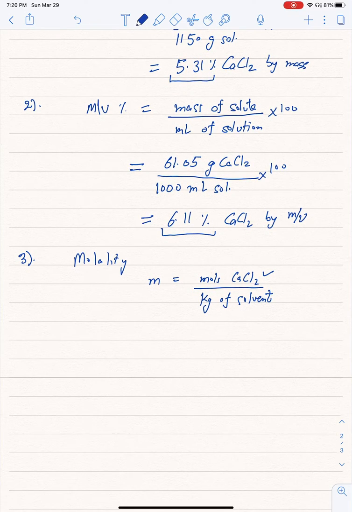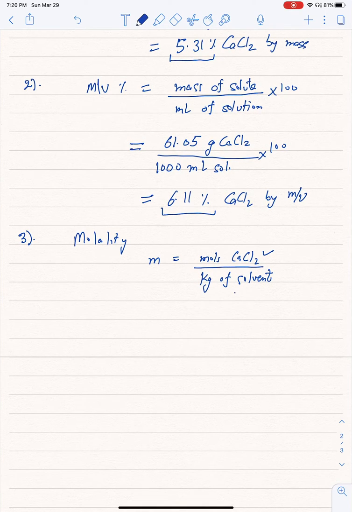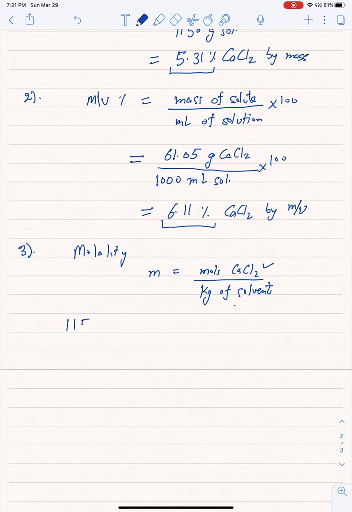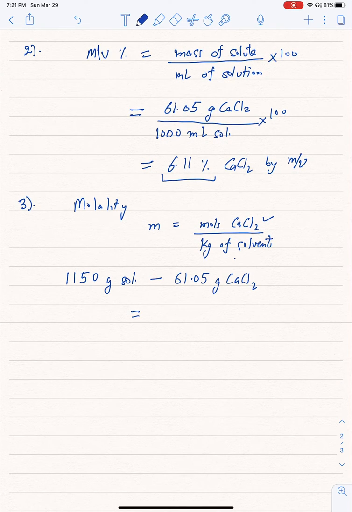So we know that. What about grams of solvent? Okay, so let's focus on the grams of solvent. We know the total mass of our solution was 1150 grams of solution. So it's 1150 grams of the solution minus the mass of the solute, which is the calcium chloride, 61.05 grams of CaCl2. When you subtract these two numbers, that will give you the mass of your solvent. So 1150 minus 61.05 comes out to be 1088.95 grams of your solvent, which in this case is going to be the water. That's because you are dealing with an aqueous solution.